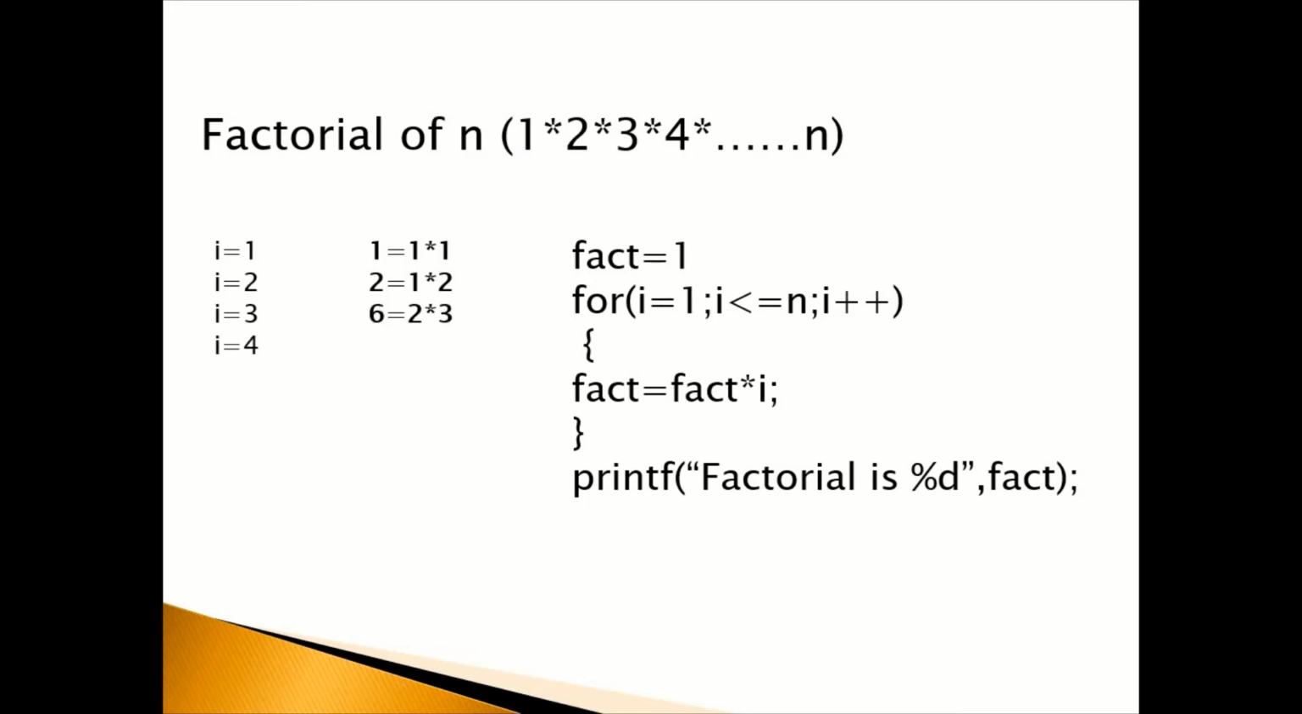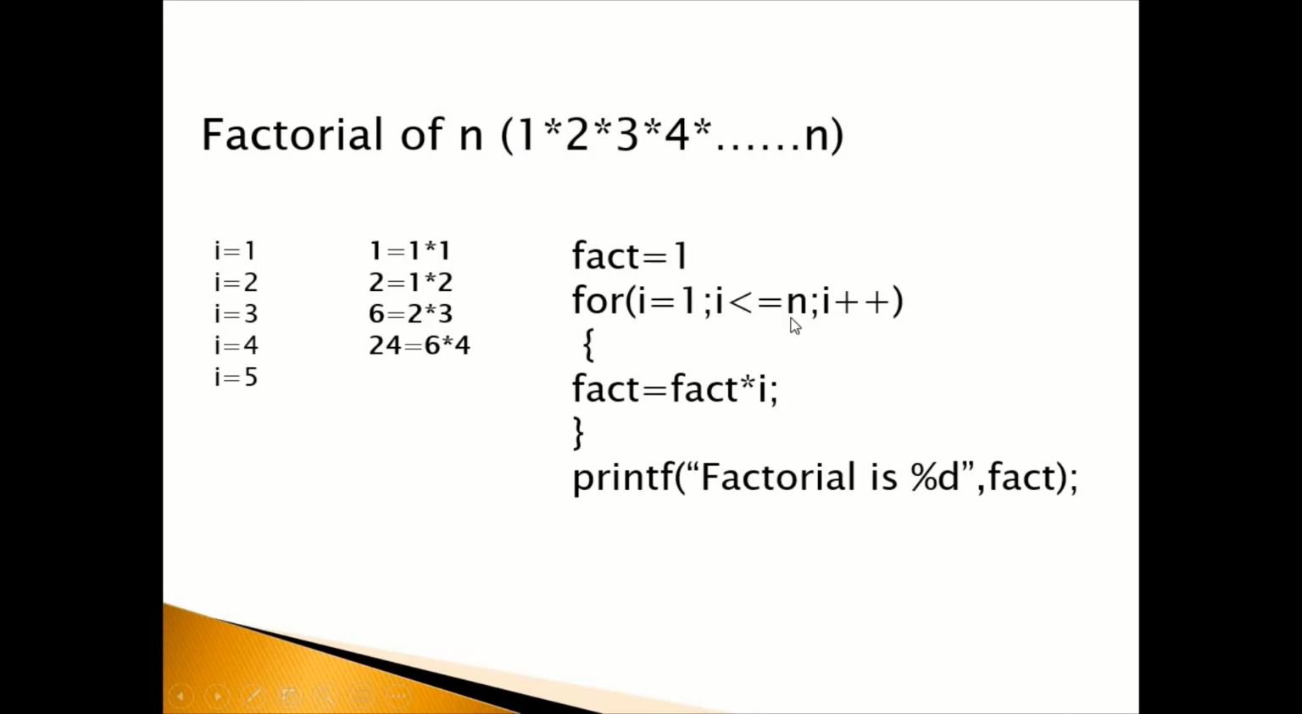Next, I is incremented. It becomes 4. In this iteration, it calculates 6 into 4, 24. I becomes 5. Check the condition. Is it true?